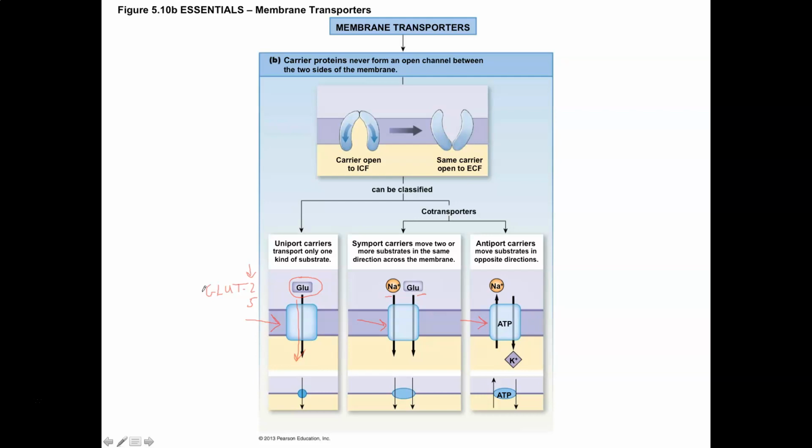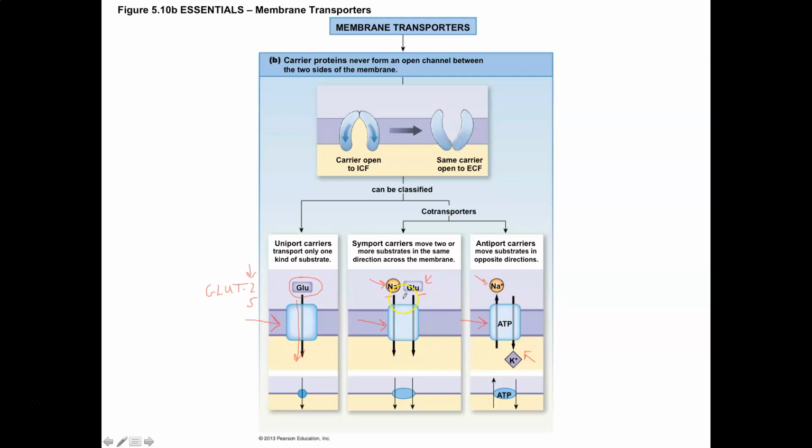Co-transporters are going to be carrier proteins that move multiple molecules or ions or some combination across the plasma membrane. So here we have sodium and we have glucose, so multiple items moving across the membrane. So this is a co-transporter. Here we have sodium and potassium moving across the membrane through this carrier protein. So again, this is some form of co-transport.